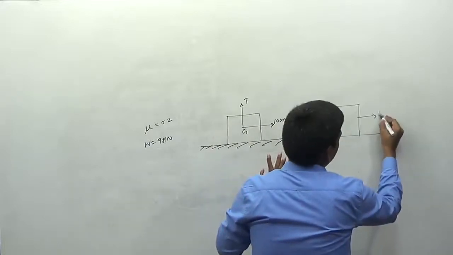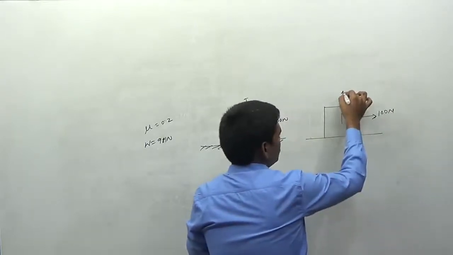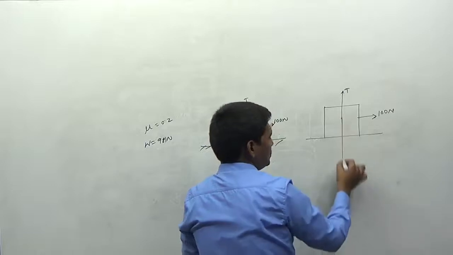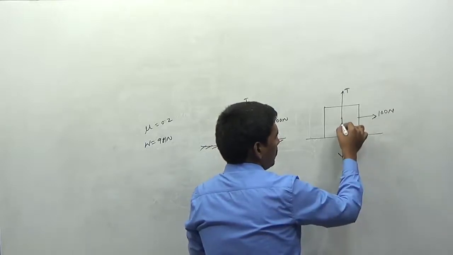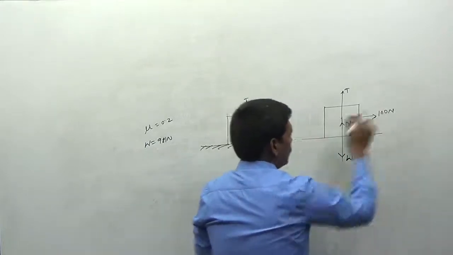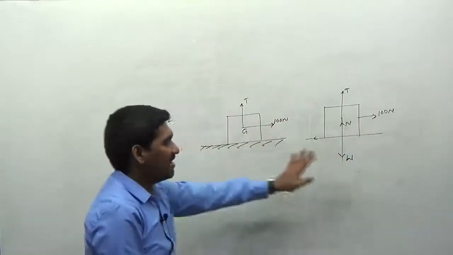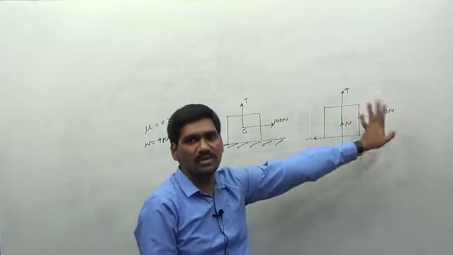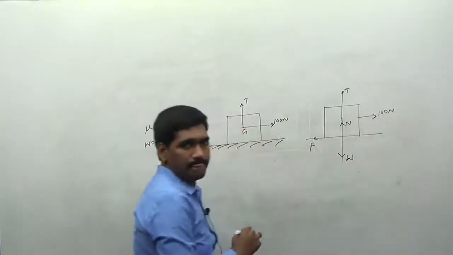So this is the force that is acting on the body, and this is the tension force. Since it is in contact with the floor, there is the weight, and you will get a normal reaction force acting in the upward direction. And the block is not actually moving, it is having impending motion towards right due to the application of this 100 newtons force. Therefore I can say this one as the value of F here.